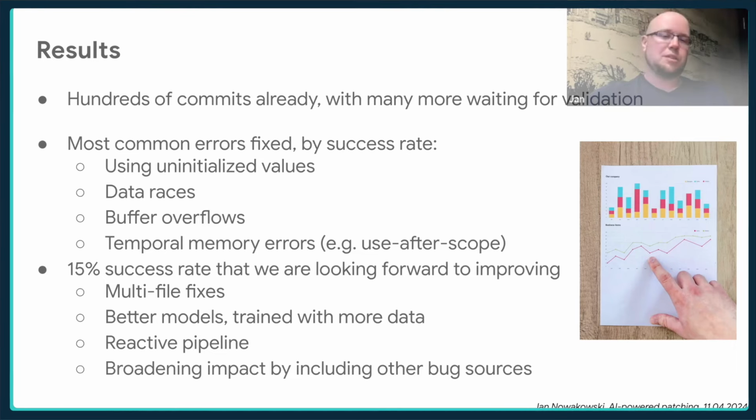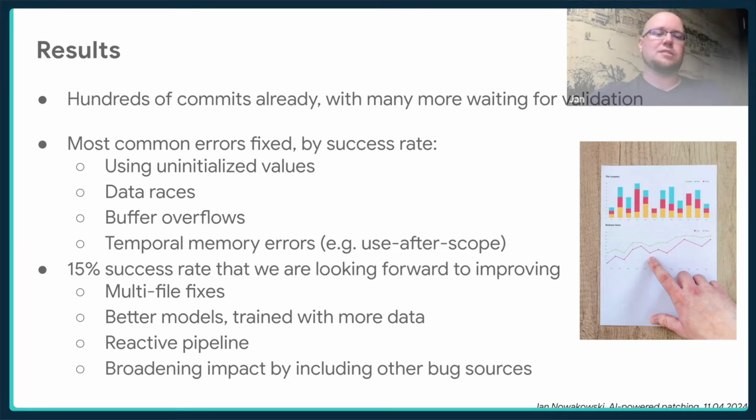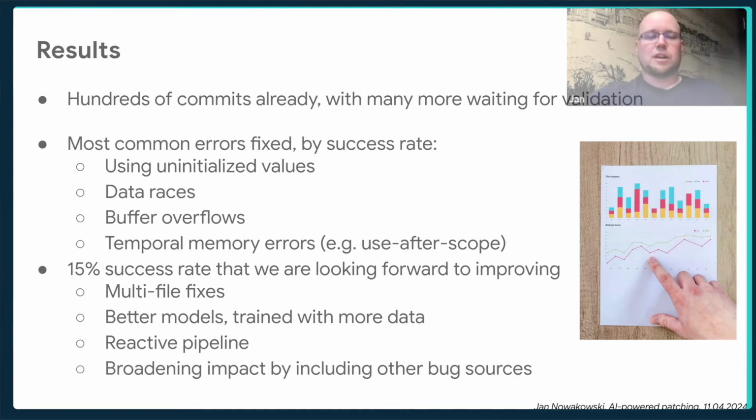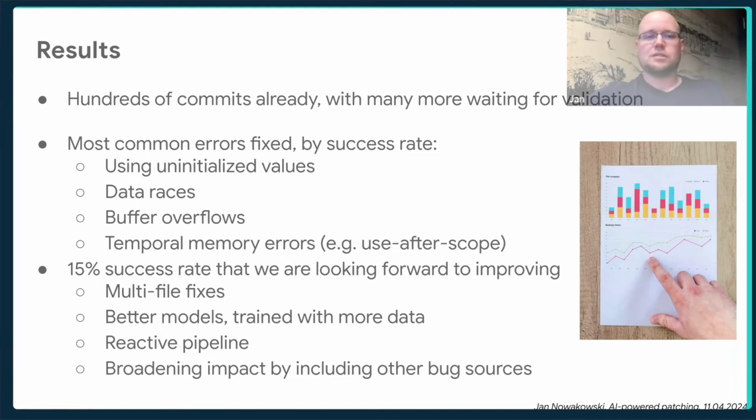We will try to implement a reactive pipeline in the sense that it will try something, it will almost get it right, but then we might try to feed that almost right result again to the large language model, and that might help it too. And we are always looking to broadening the impact by including other bug sources.